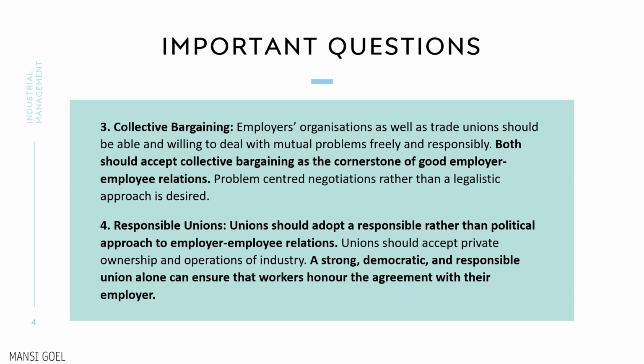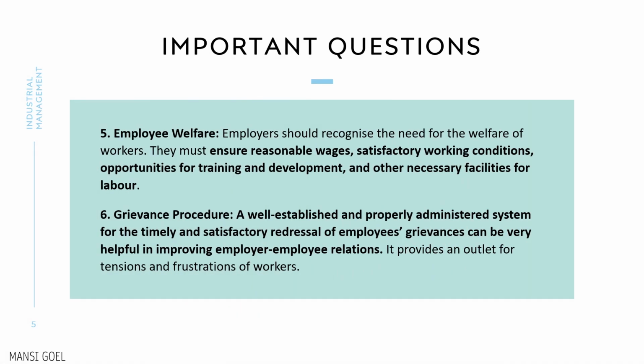4. Responsible unions. Unions should adopt a responsible rather than political approach to employer-employee relations. Unions should accept private ownership and operations of industry. A strong, democratic, and responsible union alone can ensure that workers honor the agreement with their employer. 5. Employee welfare. Employers should recognize the need for the welfare of workers. They must ensure reasonable wages, satisfactory working conditions, opportunities for training and development, and other necessary facilities for labor.